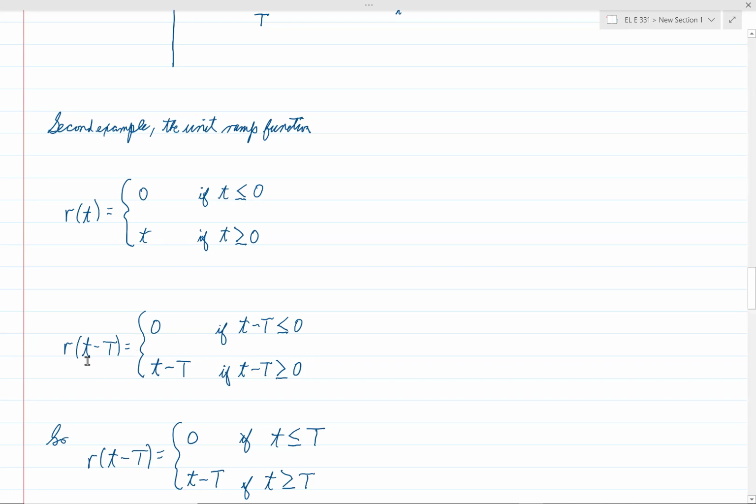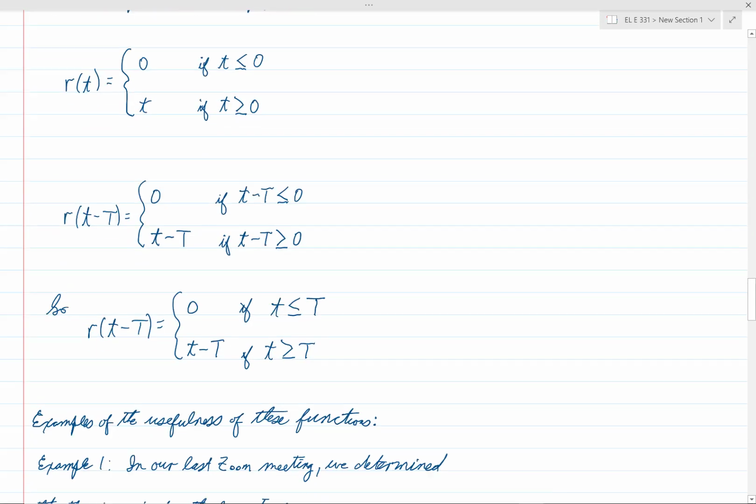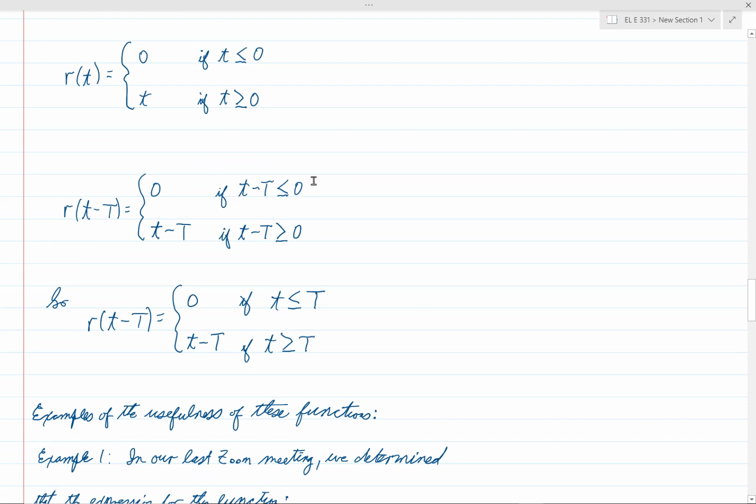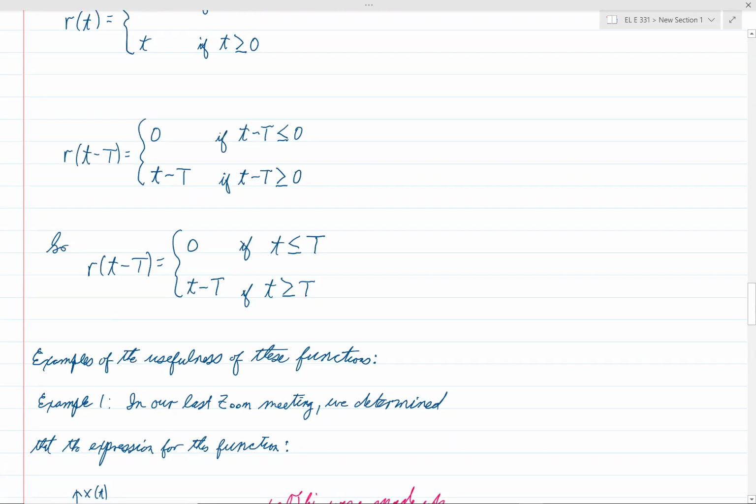And similarly, if we wanted to know what r of t minus capital T looks like, we just substitute t minus capital T everywhere here that we see little t. And so we have r of little t minus capital T is equal to 0, and then this t becomes t minus capital T, this t becomes t minus capital T, this t becomes t minus capital T. And then in these inequalities, we just add capital T to each side, and we get this equation down here.